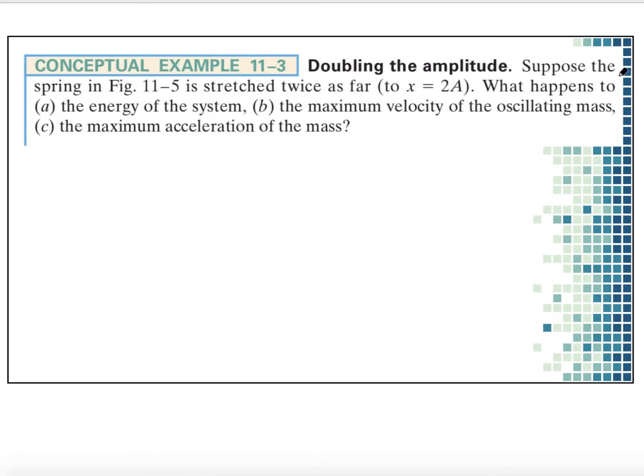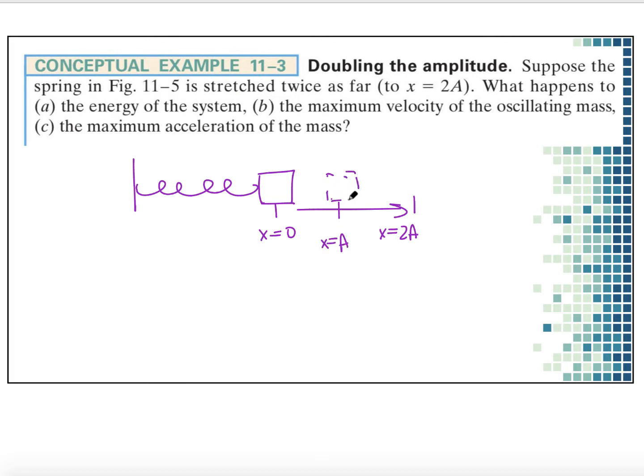So, here's our first example. It's a conceptual one where we're talking about a spring that is being stretched from its equilibrium position to a location that is equal to 2a, so 2 times an amplitude. So what happens to the energy of this system compared to when it was stretched to just x equals a? Our original was right here, and our new version is out here. So what happens to the energy of this system if I stretch it twice as far?